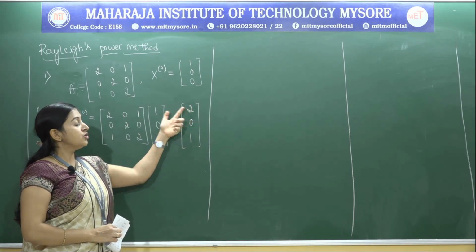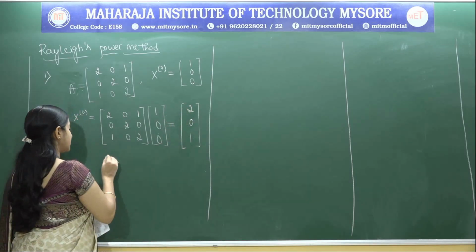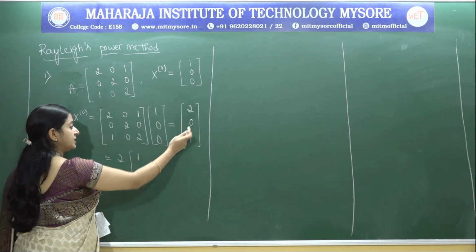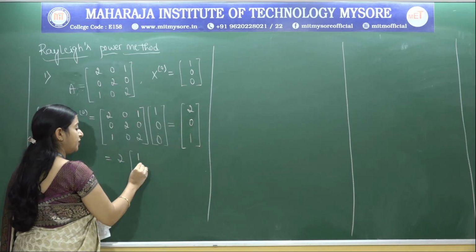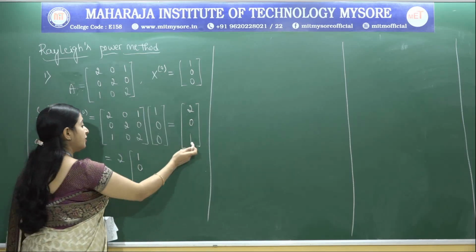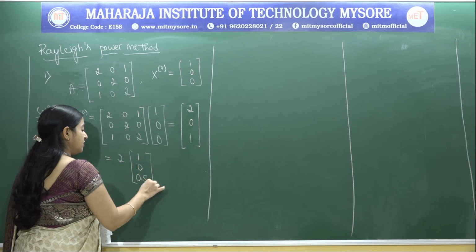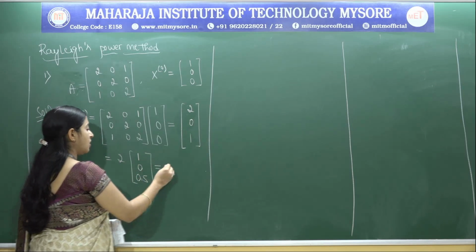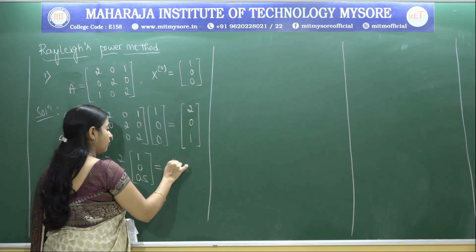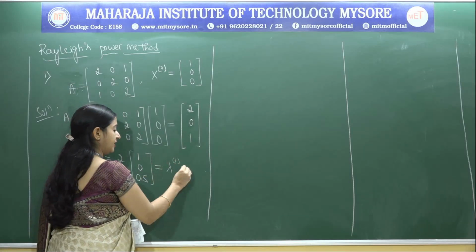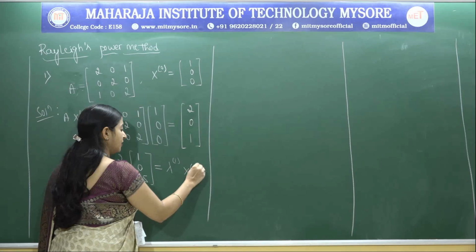You can take the 2 outside. So write the 2 outside. So the first you will get as 1, second one 0 divided by 2, you will get 0. Third one 1 by 2, you will get 0.5. So this term is the lambda of 1 and the corresponding matrix is x of 1.